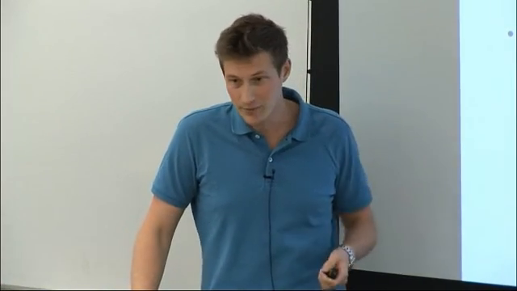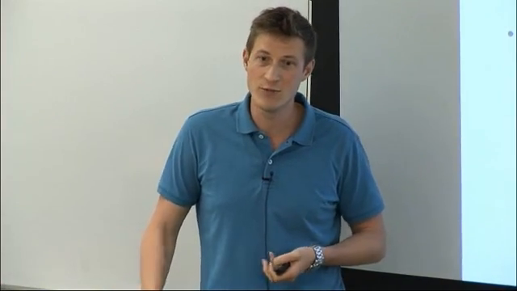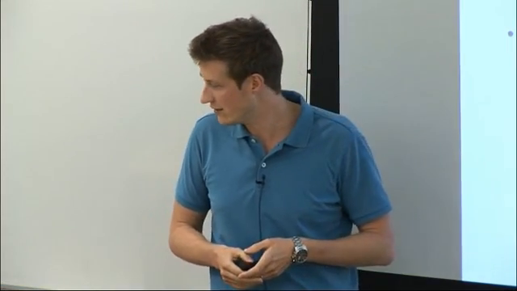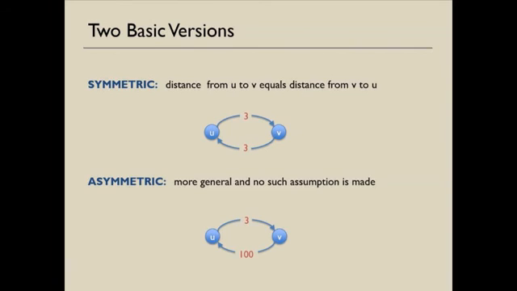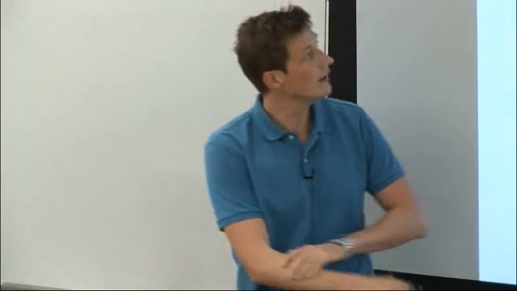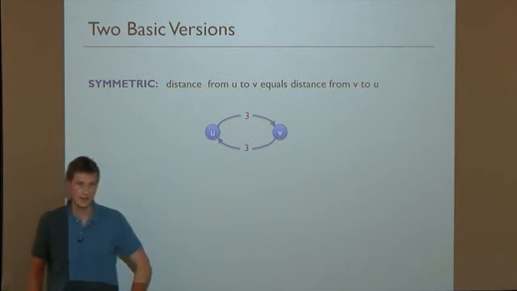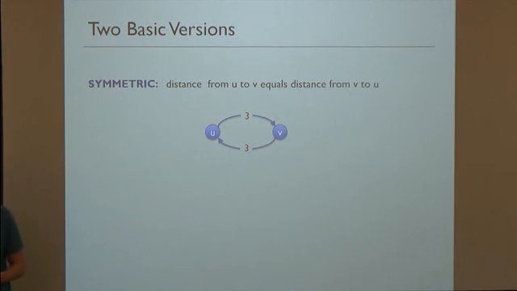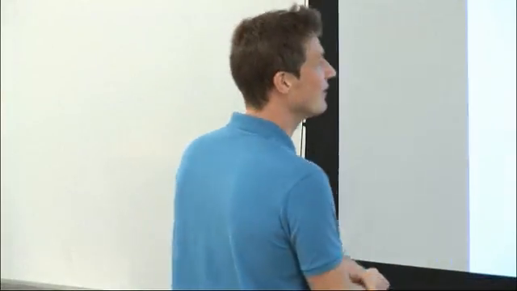So basically, there are two variants, and we don't have a good understanding of what we can do in these two variants. The first is the most simple variant, where you assume that you have symmetric distances. So going from U to V is the same distance as going from V to U. There you have the famous Christofides 1.5 approximation algorithm, which is a 40-year-old algorithm and still the best. So it's a 1.5 and it's still the best.